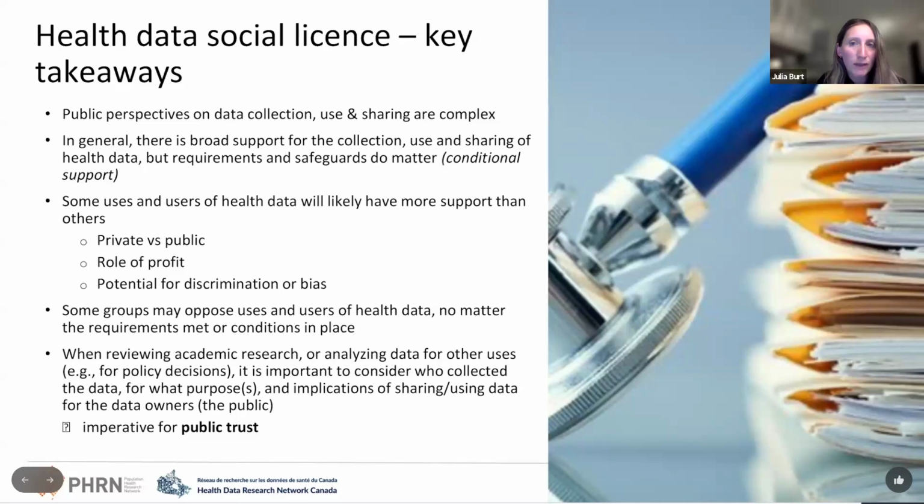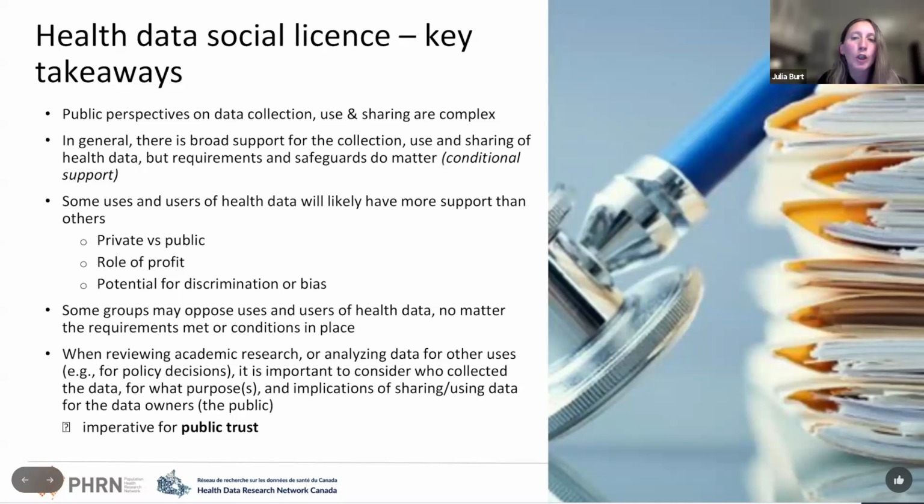There are some uses of health data that appear to have more support than others in certain circumstances. So public over private profit is not looked upon favorably by the public, as well as data use that causes discrimination or bias, particularly for systemically marginalized populations. And in some cases, at least what we saw was that people will oppose a use or user of health data no matter what conditions are in place, or what conditions are met or safeguards are in place.